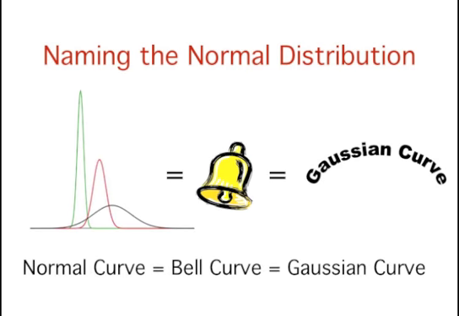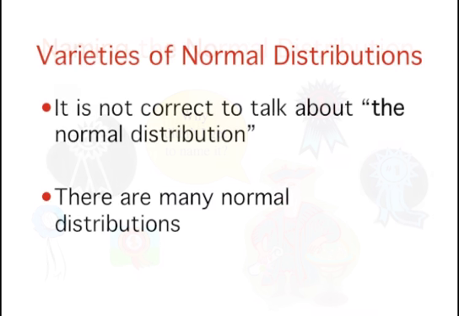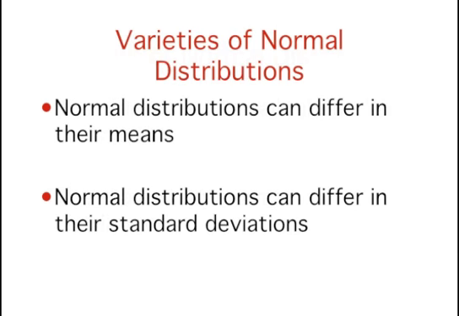The normal distribution is also called the Gaussian curve, after the mathematician Carl Friedrich Gauss. As you'll see in the section on the history of the normal distribution, although Gauss played an important role in its history, de Moivre was the first to discover the normal distribution. Strictly speaking, it is not correct to talk about the normal distribution, since there are many normal distributions. Normal distributions can differ in their means and in their standard deviations.